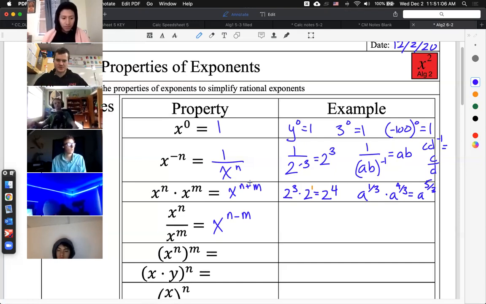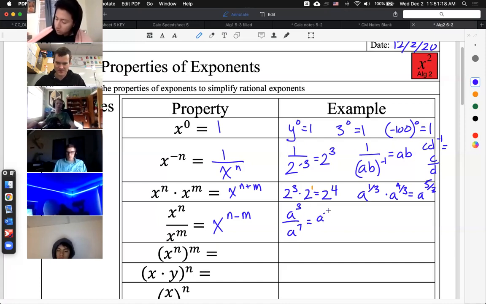Let's do some examples over here. Let's do a to the power of 3 divided by a to the power of 7. If I subtract them, I could say that that's just 3 minus 7. That's a to the power of -4. And then I could go back here and use this property and say, oh, that's 1 over a to the power of 4. That would work too.